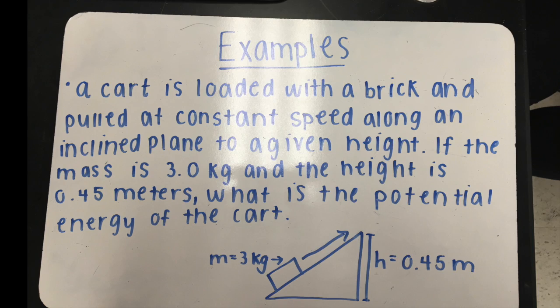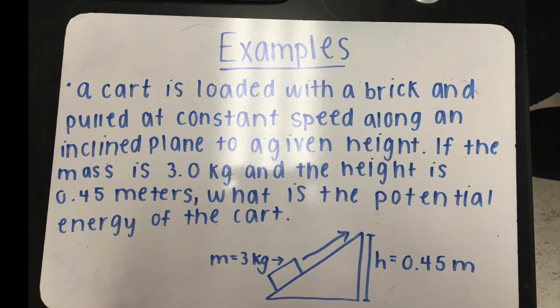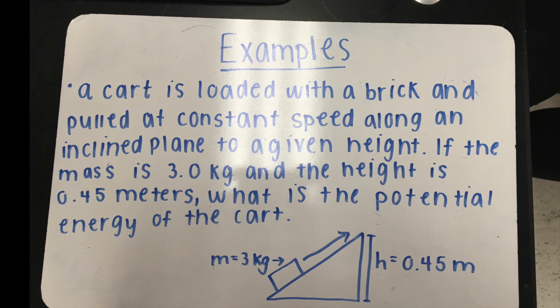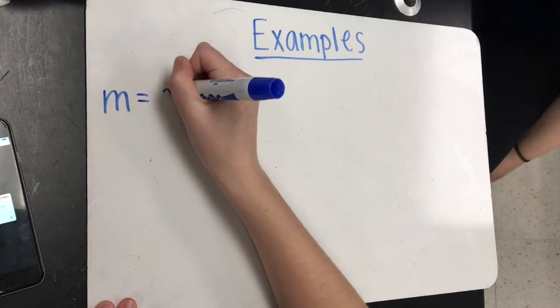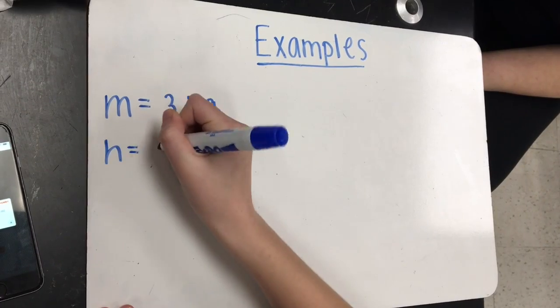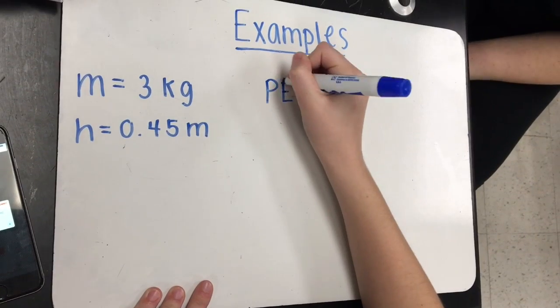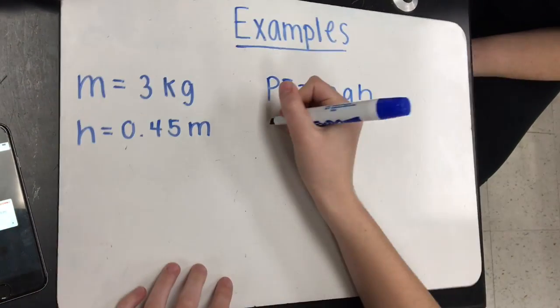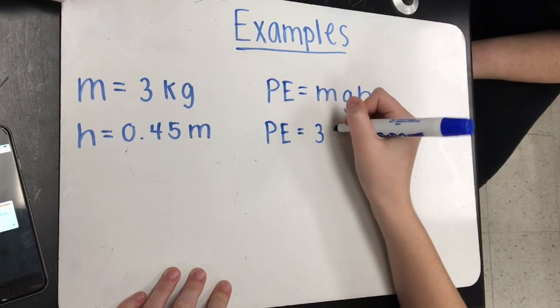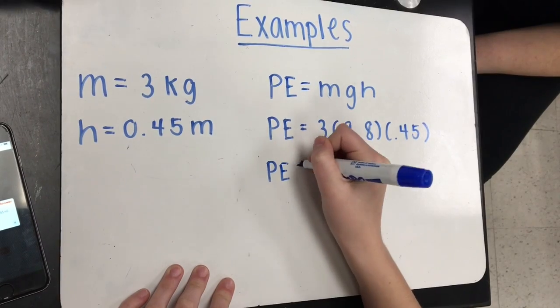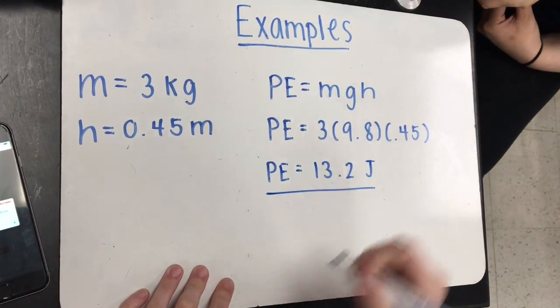Here's another example. A cart is loaded with a brick and pulled at constant speed along an inclined plane to a given height. If the mass is 3 kilograms and the height is 0.45 meters, what is the potential energy of the cart? So to solve this equation, you want to plug in the mass, which is 3 kilograms, and the height, which is 0.45 meters, and the constant for gravity is 9.8 meters per second squared. So you plug that into the equation, and the answer you should get is 13.2 joules.